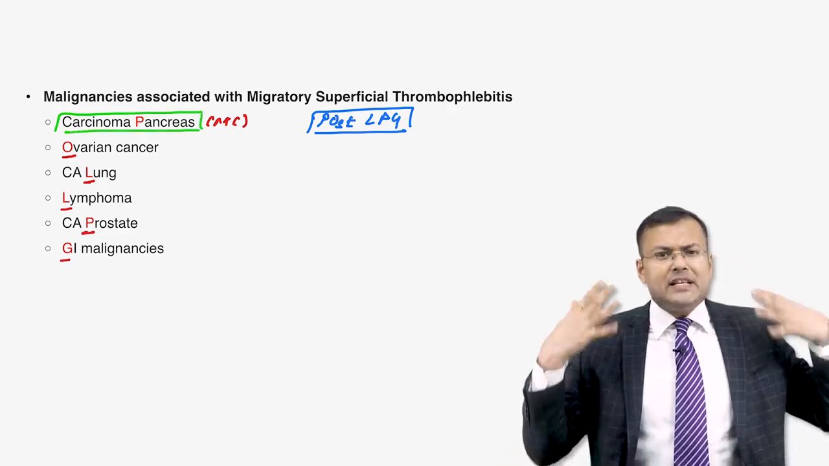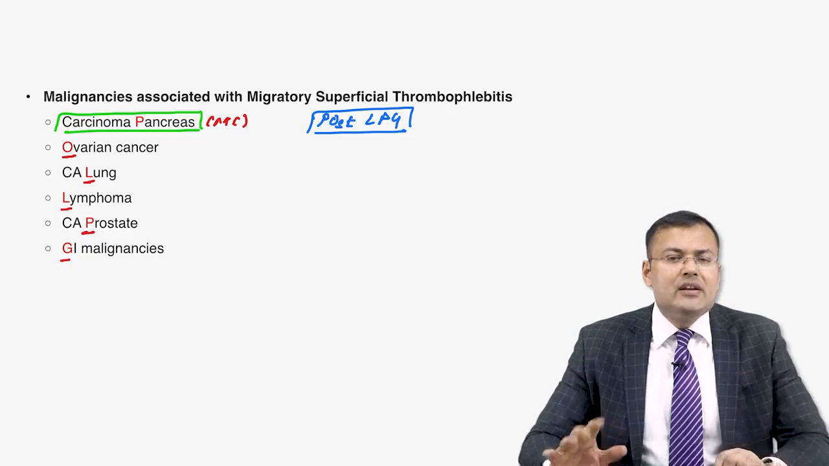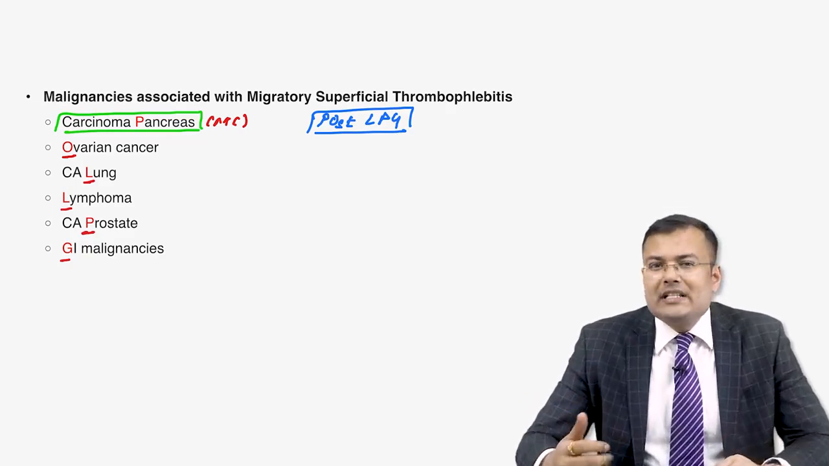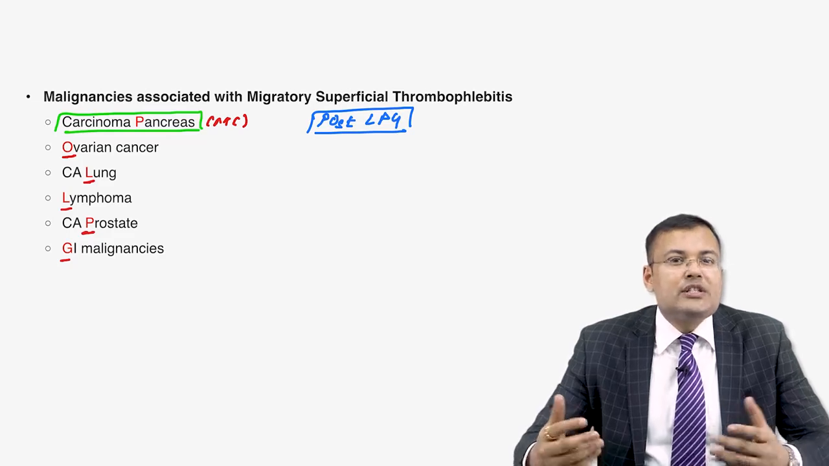If there is migratory superficial thrombophlebitis associated with malignancy, what's the name of this syndrome? This is known as Trousseau syndrome.